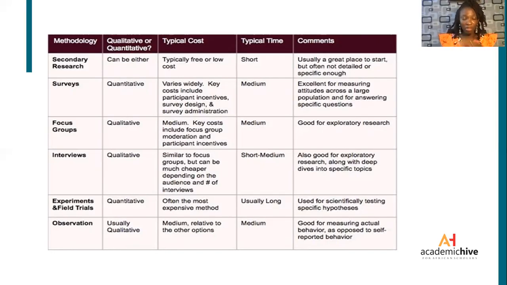Now, they're typically free or low cost. And with secondary research, you spend quite a relatively short time, and it's a good place to start, but it's not very detailed or not specific enough.